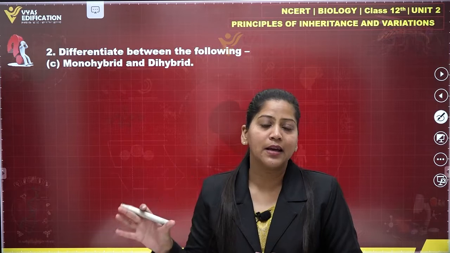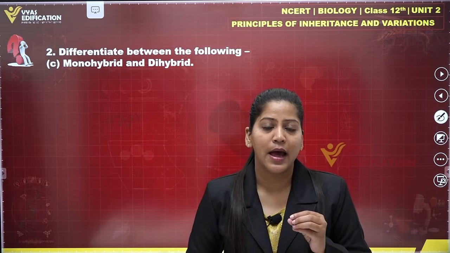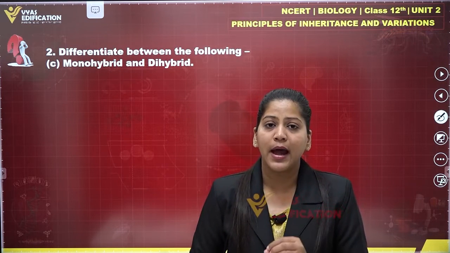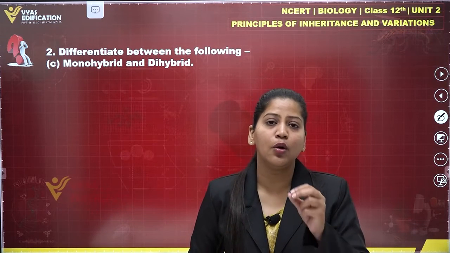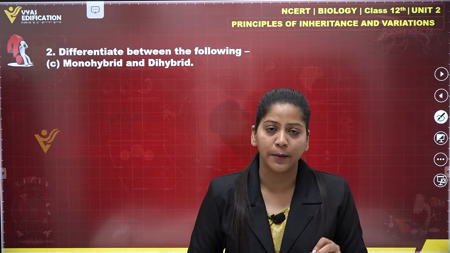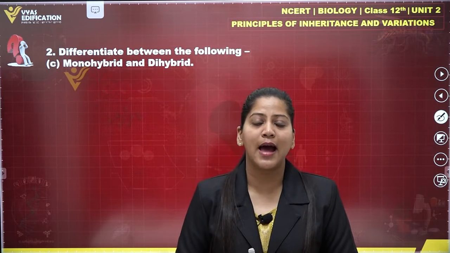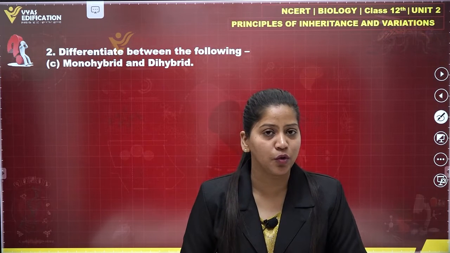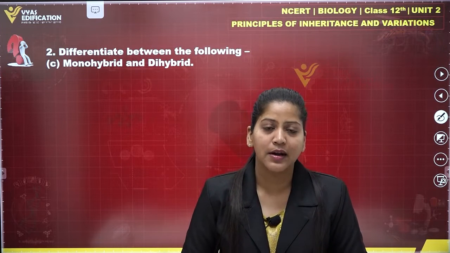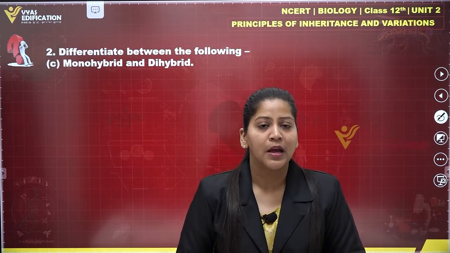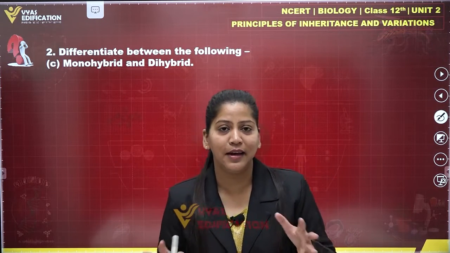In case of monohybrid, it produces a phenotypic ratio in the F2 generation of 3:1, whereas in dihybrid cross we see a phenotypic ratio of 9:3:3:1. If we talk about the genotypic ratio, the monohybrid cross has a 1:2:1 ratio, whereas the genotypic ratio of dihybrid cross is larger, such as 1:2:1, 2:4:2, 1:2:1. So this is a large ratio.